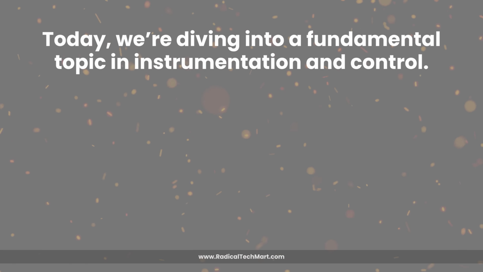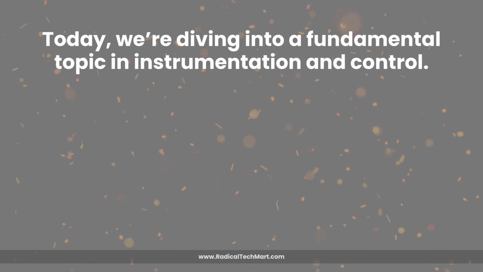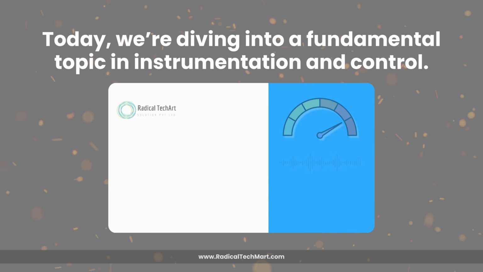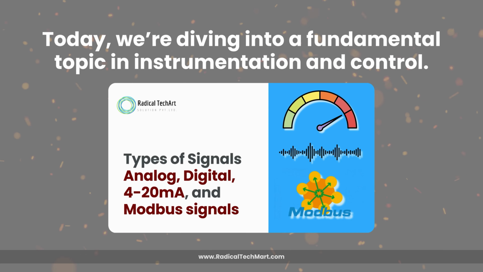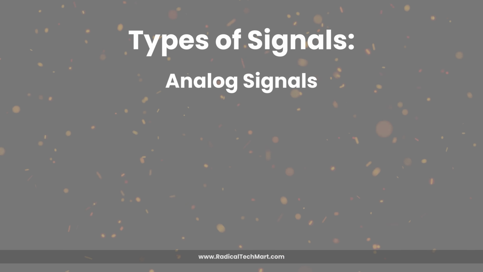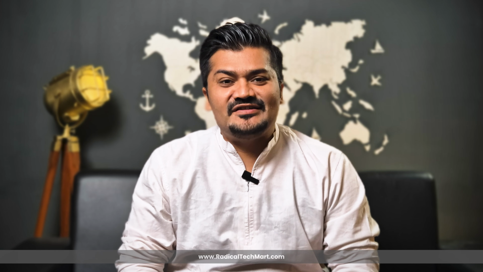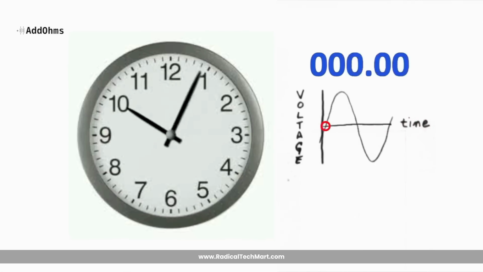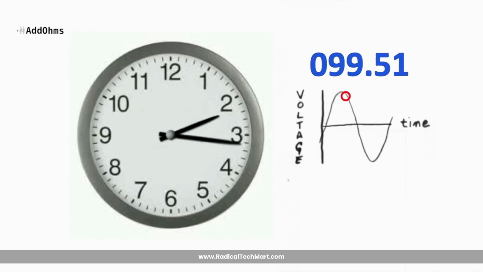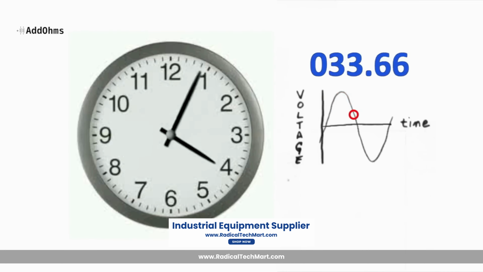Today we are diving into a fundamental topic in instrumentation and control, and that is types of signals. We will break down analog, digital, 4 to 20 milliampere and Modbus signals in a simple and practical way. So let's get started. First, let's start with analog signal, the backbone of traditional industrial automation. These signals are continuous and vary over time according to their input like temperature and humidity.